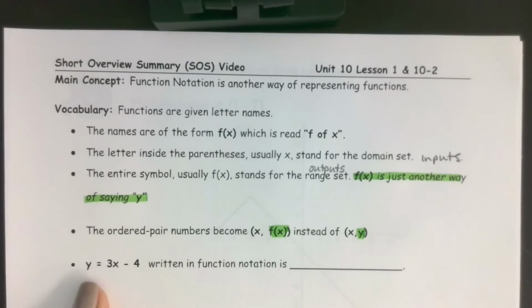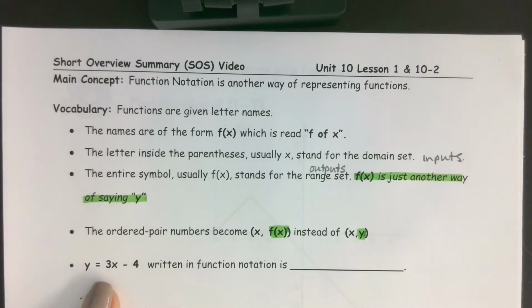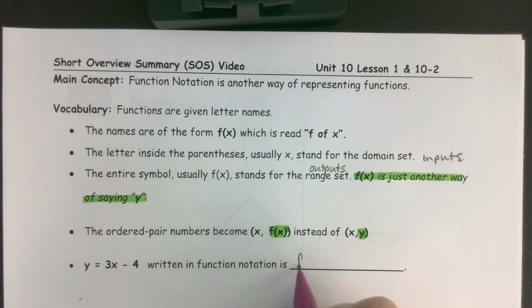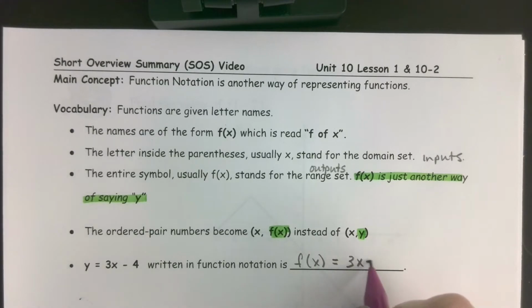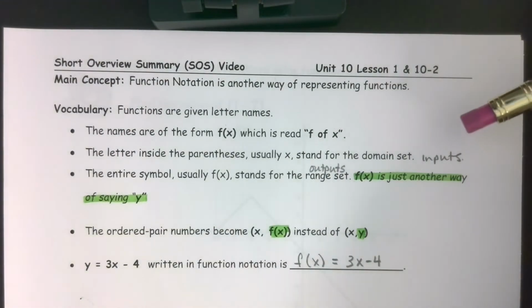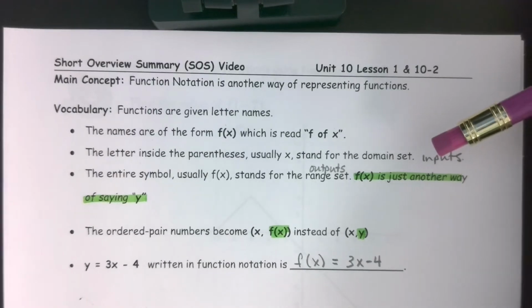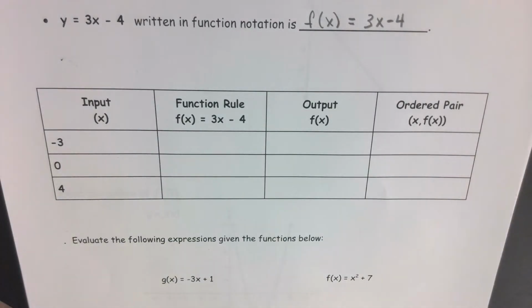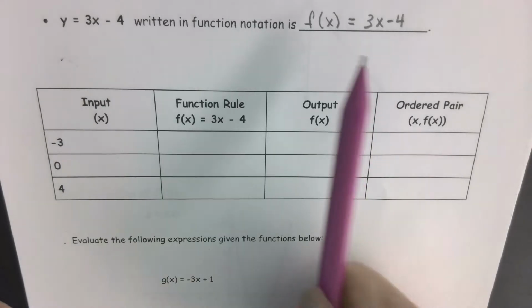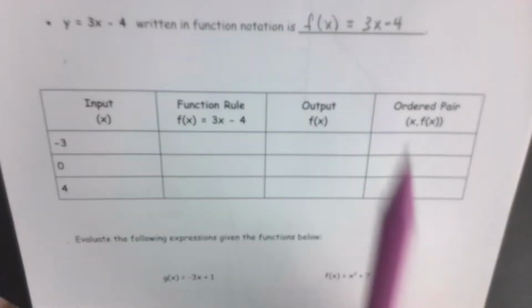In the past, we would write a function rule as y is equal to 3x minus 4. Now, using function notation, we will write it as f of x is equal to 3x minus 4. It's important to understand that nothing is really changing except for our notation. Instead of writing y equals, we're changing that notation to f of x equals.